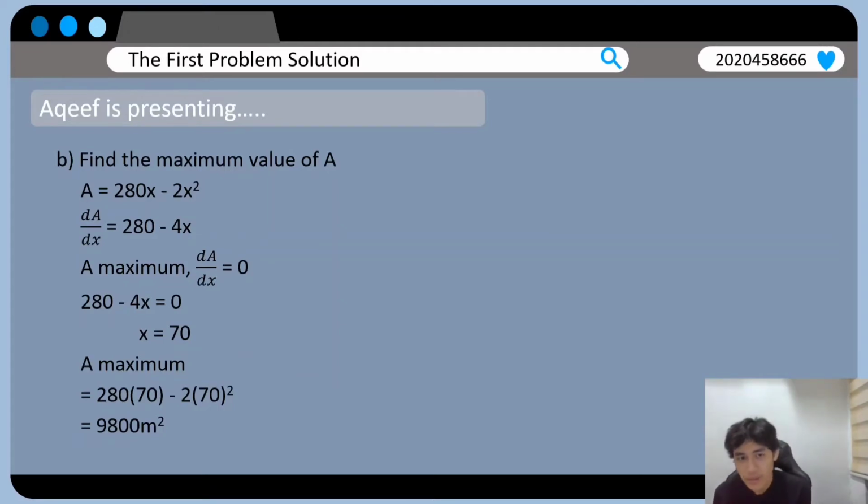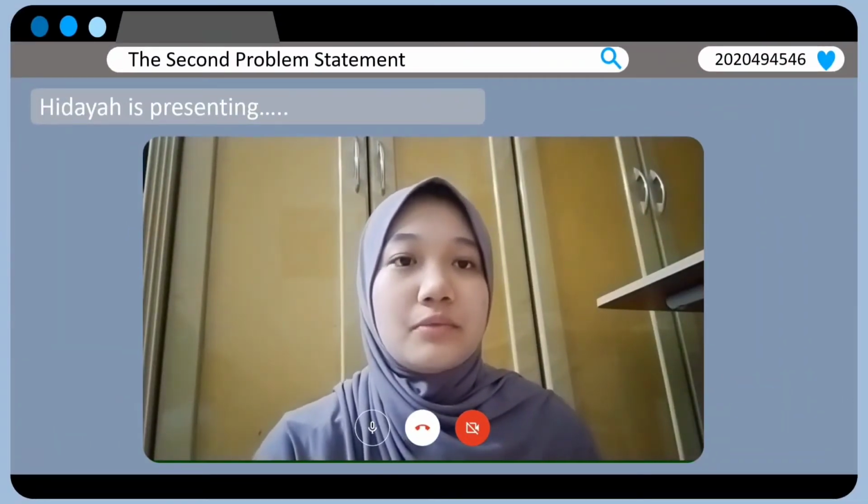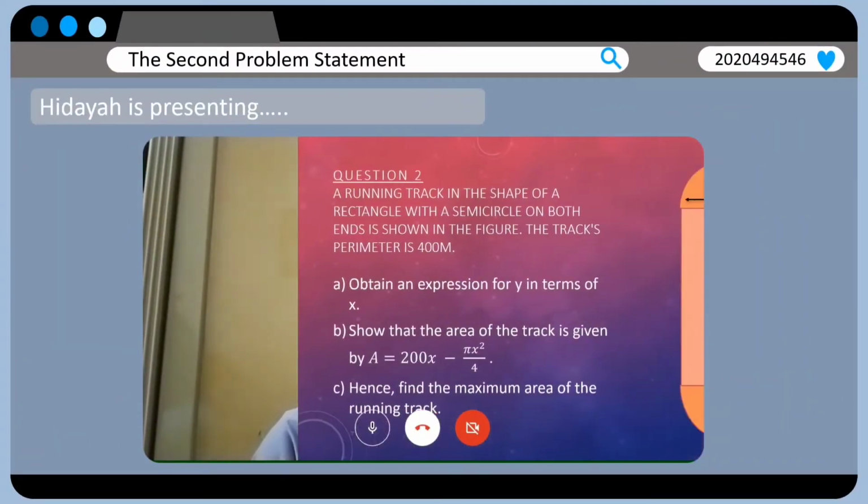So the value of A maximum is 280 times 70 minus 2 times 70 squared. I get this from the A before the differentiation. And then the answer is 9,800 meters squared. So that's the complete solution for question number 1. We proceed to question number 2.